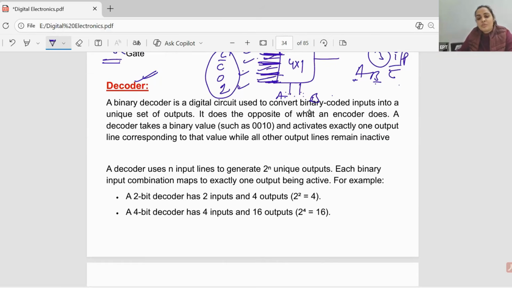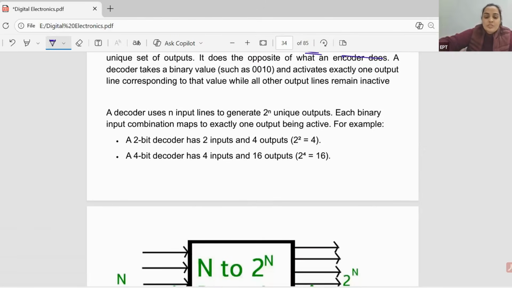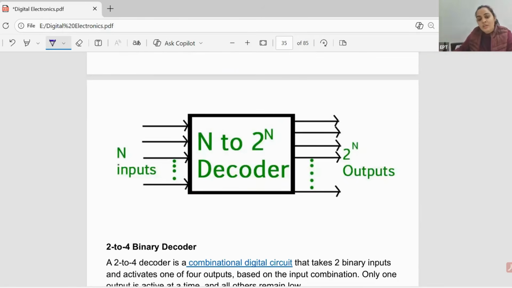Similarly, oh sorry, let's discuss the decoder. Decoder we use to convert the binary into other coded signals, right? You will code the binary into another code, like it can be octal, it can be hexa, or something like this, okay. So this is the basic diagram for this. N to 2 raised to power n decoder, here we have n number of inputs, then 2 raised to power n number of outputs will be possible.